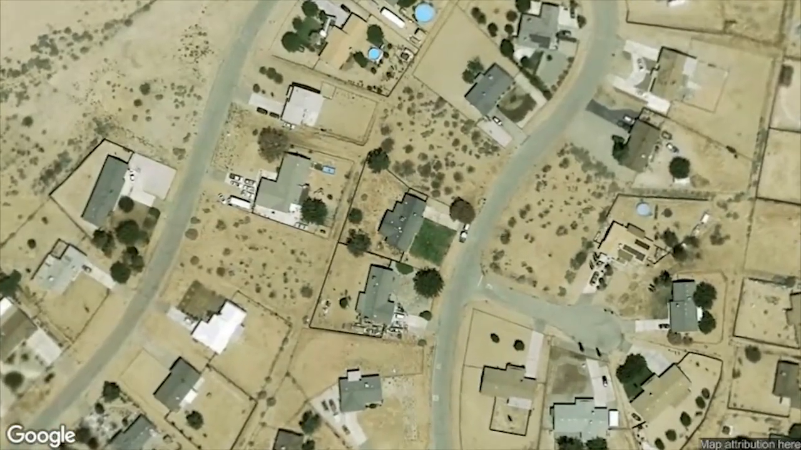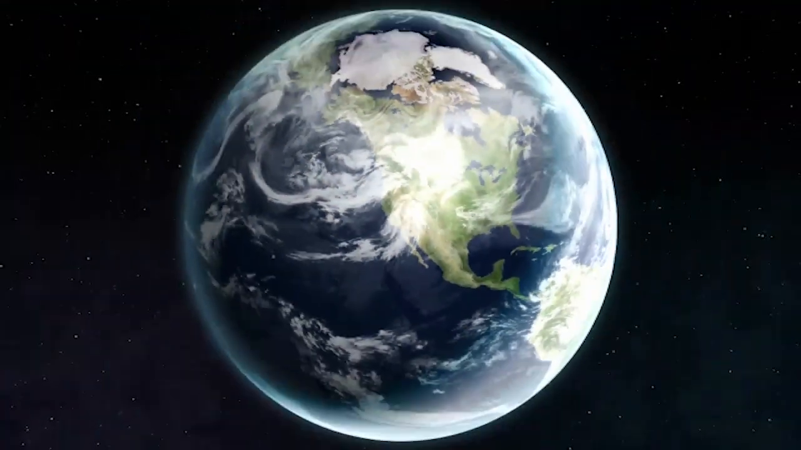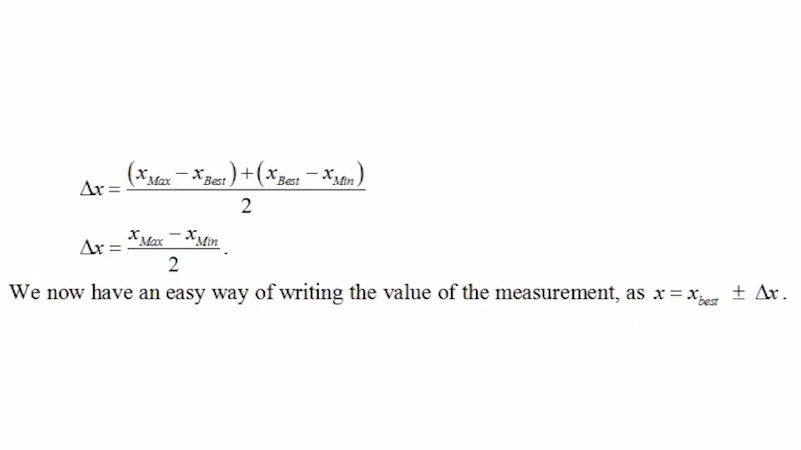Measuring from the satellite to your rooftop and then back to the satellite again. We now have an easy way of writing the value of the measurement x. We can have the best guess value plus or minus delta x, where delta x is the average distance from the best guess to one extreme or the other.